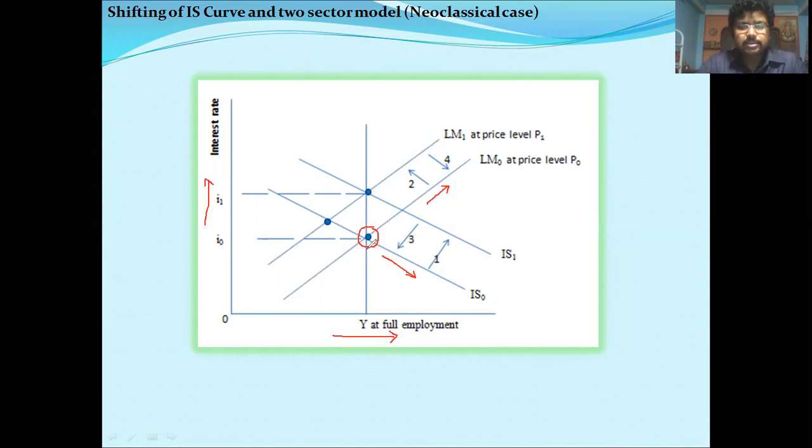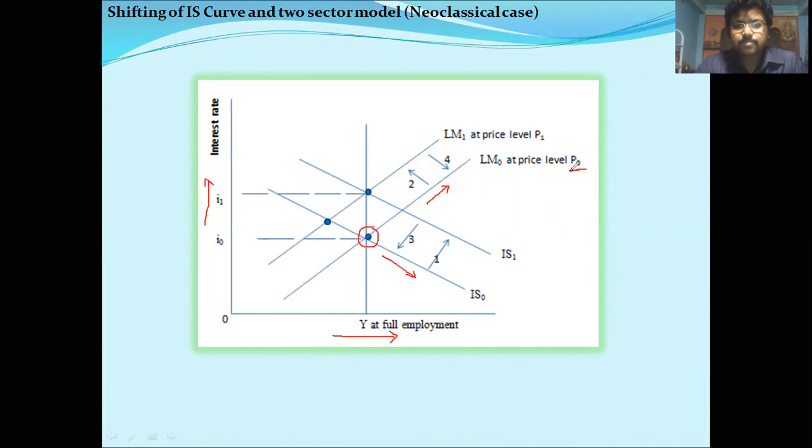and there is an equilibrium price level, that is P0, which makes the money market in equilibrium, that intersects this point. So this point represents the goods market as well as the money market equilibrium at price level P0.